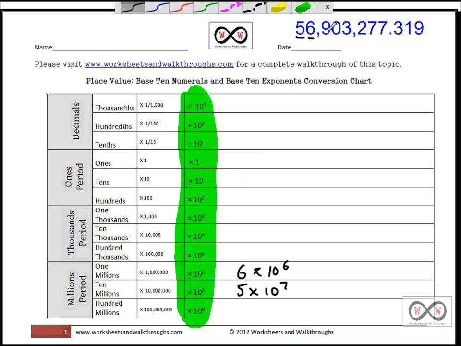And then next we have the digit 9. So we're going to multiply 9 times 10 to the 5th because it's in the hundred thousands place. How many zeros do you see there? 5. It's a little shortcut you can use, but just understand that there is a reason behind that.